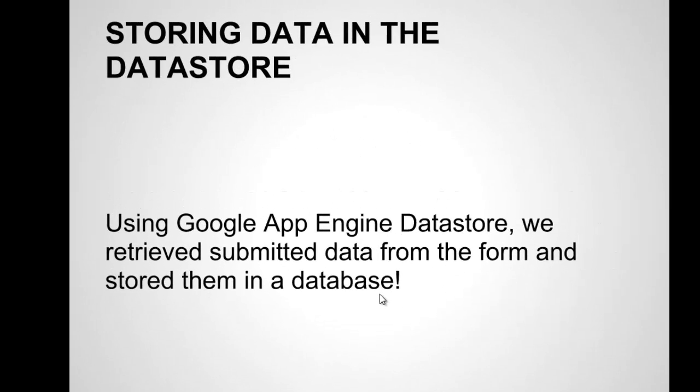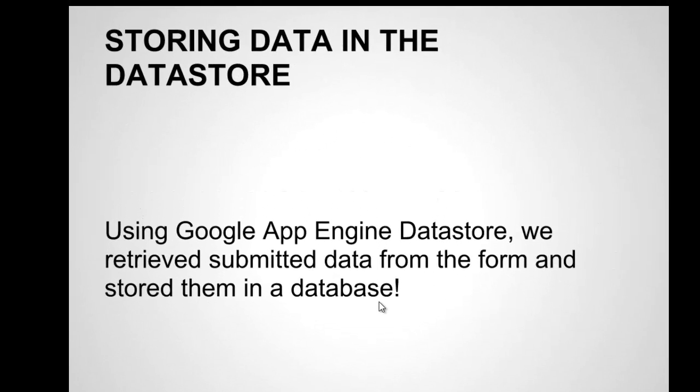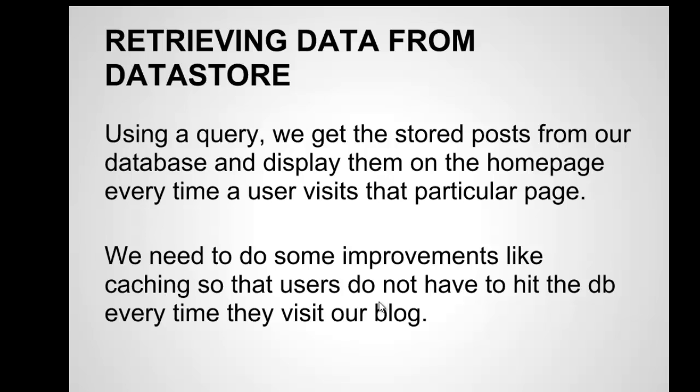So instead, we had to do something called storage. We stored our data using the Google App Engine data store, and it's pretty easy. We could confirm that by visiting the administrative console. And finally, we retrieved the data from the data store and displayed it to the users every time. We realized that if we have millions of viewers, that might hit the database more often, so we might have to improve that by using something called caching. We might do that next time in my post.